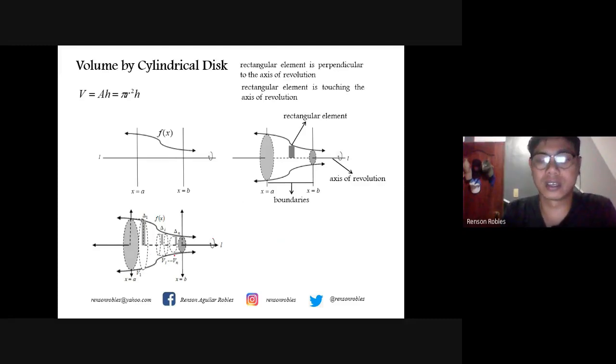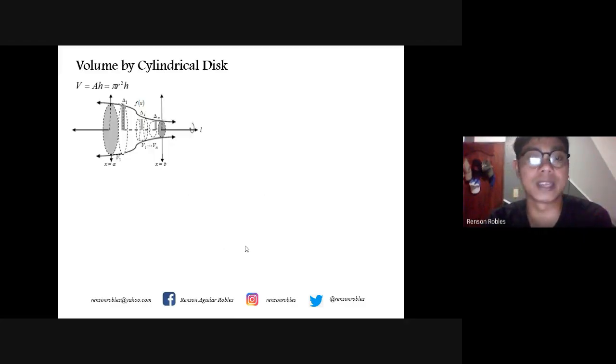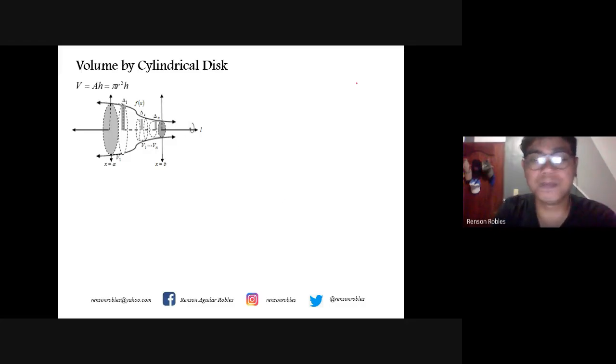Okay. And we know that the volume is equal to the volume of the first cylinder plus the volume of the second cylinder, running until the volume of the nth cylinder. Okay, so that's V1 plus V2 running until V sub n. And then again, we get a representative cylinder. When this element is chosen, this element is revolved over the axis of revolution, and this is what will happen.